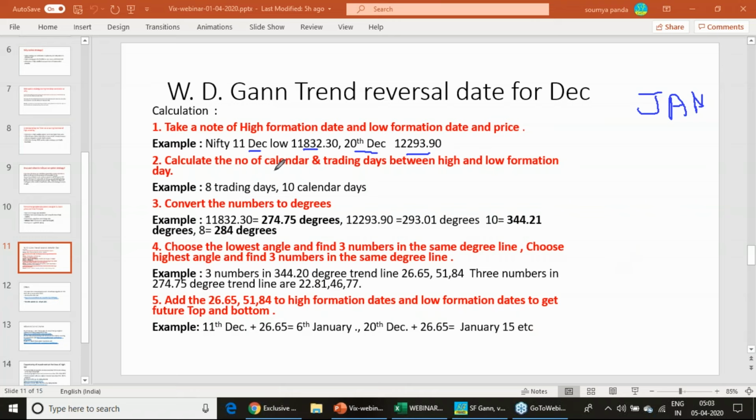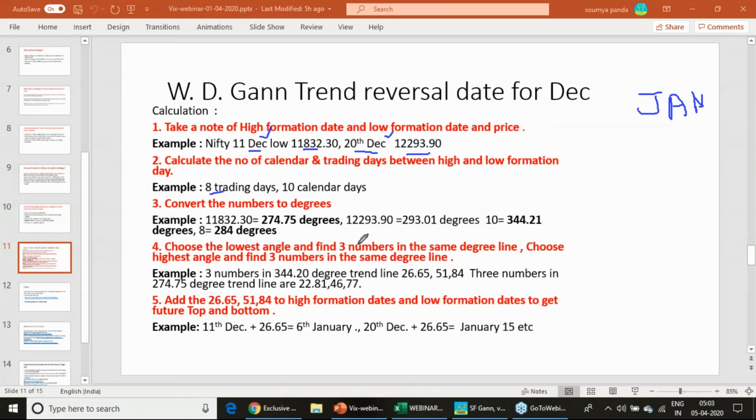Then we need to find out, during this period between high formation and low formation, how many trading days there are. Trading days means it doesn't include the holidays. And how many calendar days are present. So that also we are going to note down; those readings we require.